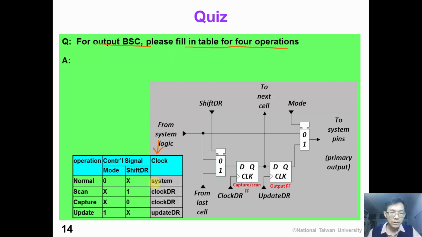The answer is actually the same as input boundary scan cell. In normal operation, we clock the system clock in system logic. For scan and the capture operation, we pause the clock DR, and for update operation, we clock the update DR. Have you got it correctly?